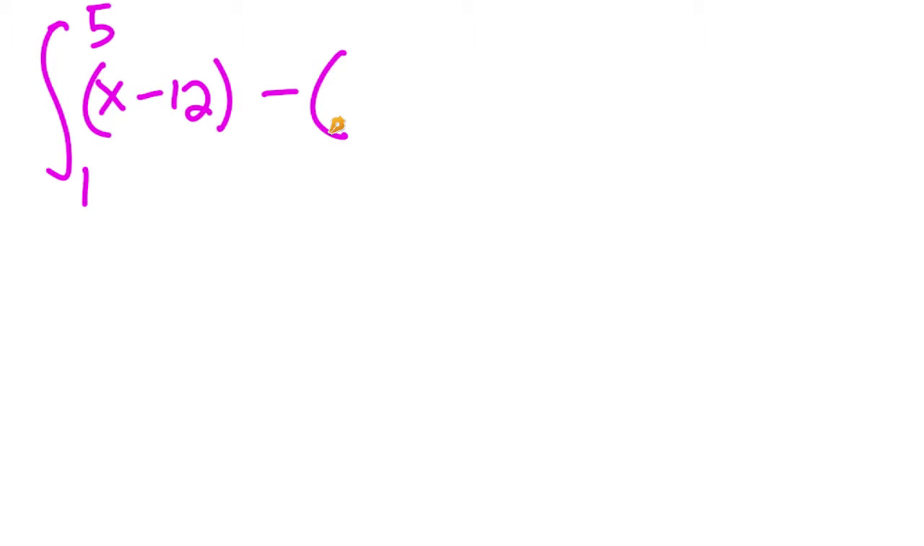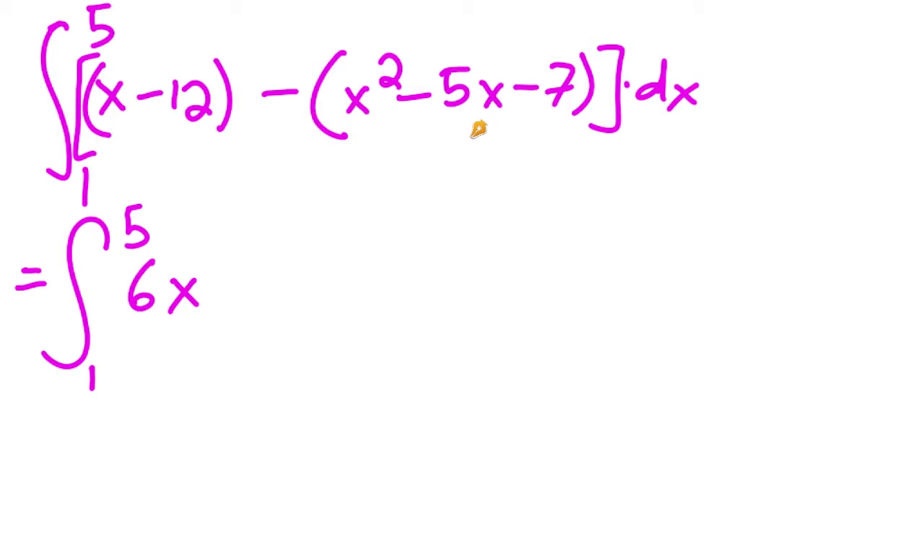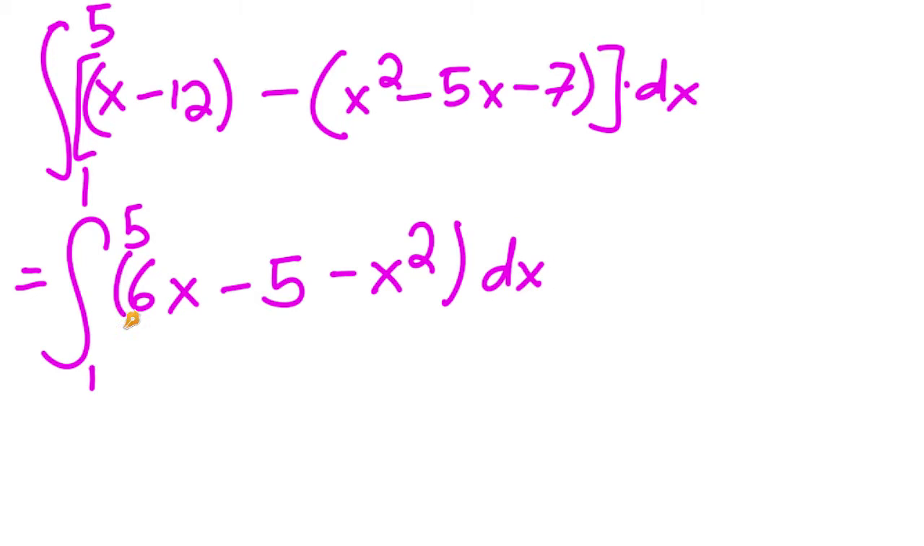So here I get the integral from 1 to 5 of the function that's on top, which is x minus 12, and then minus the function that's on bottom, which is x squared minus 5x minus 7. And then all of this with respect to x. Okay, so then we'll simplify this a little bit. This is the integral from 1 to 5 of x plus 5x, that's 6x, and then minus 12 plus 7, that's minus 5, and then minus x squared, all with respect to x.